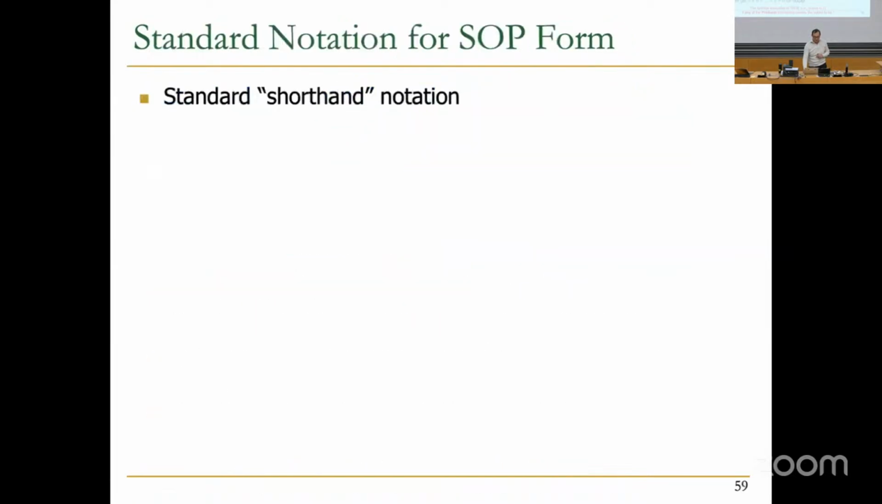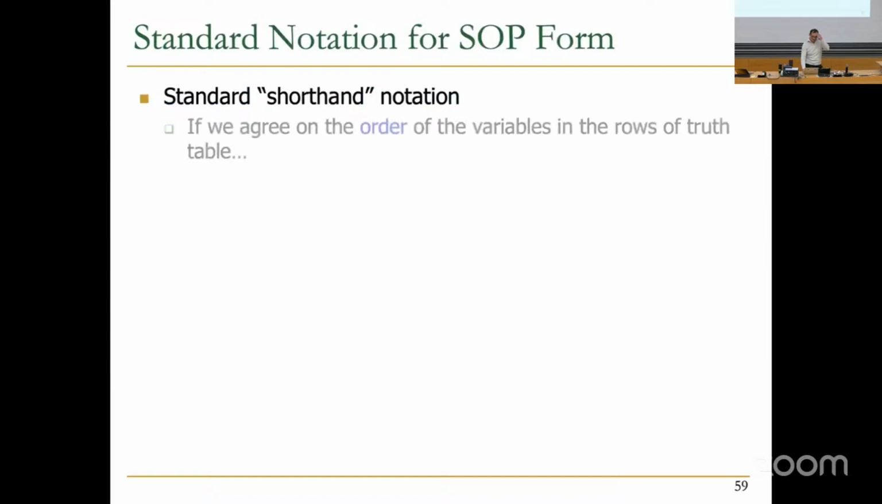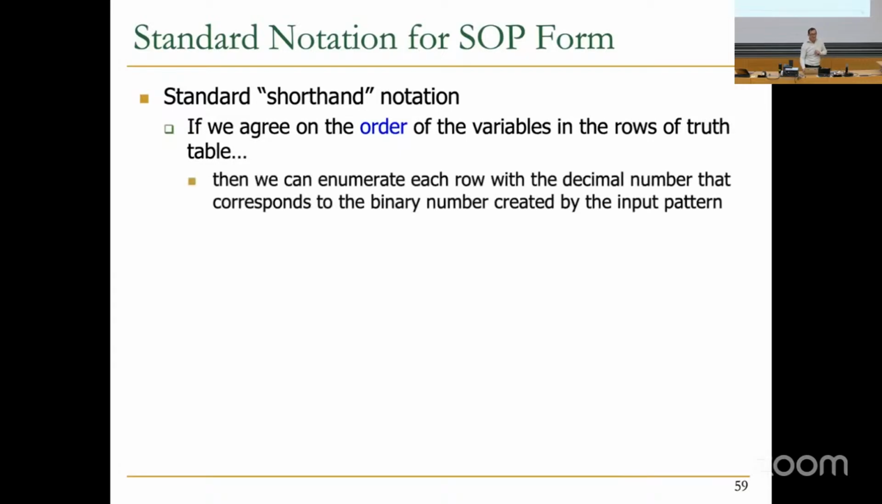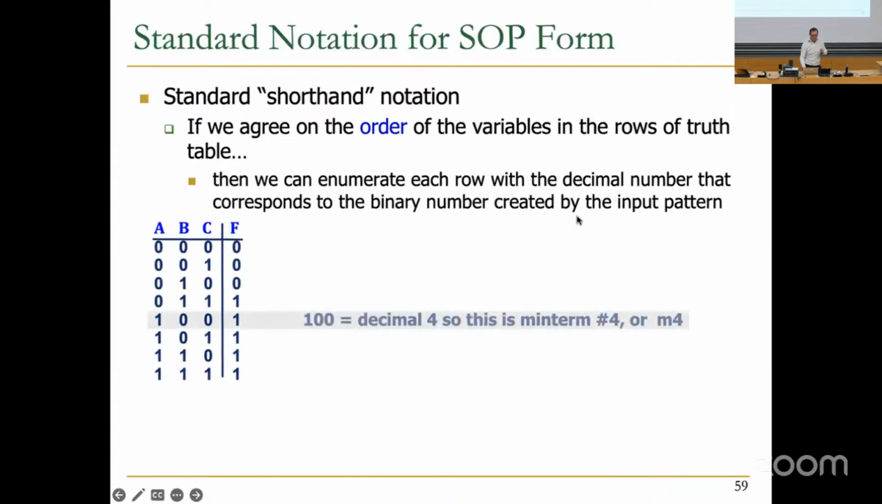I'm going to finish with the shorthand because the shorthand is important. If you agree on the order of the variables, you can represent a function much more simply than a truth table. You can enumerate each row with a decimal number that corresponds to the binary number created by the input pattern. So what does this mean?